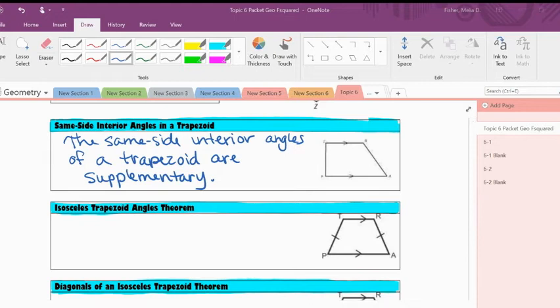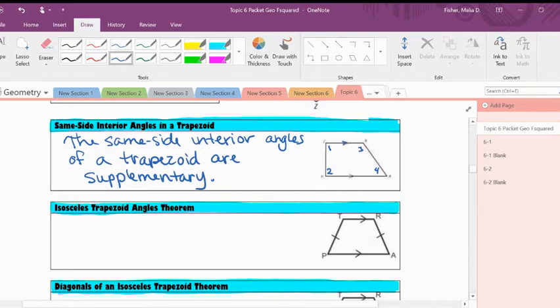That means that this angle and this angle, let's give them numbers. Hopefully those letters are easier to read in your packet, but I can't read them very well, so I'm going to refer to them as angles 1, 2, 3, and 4.